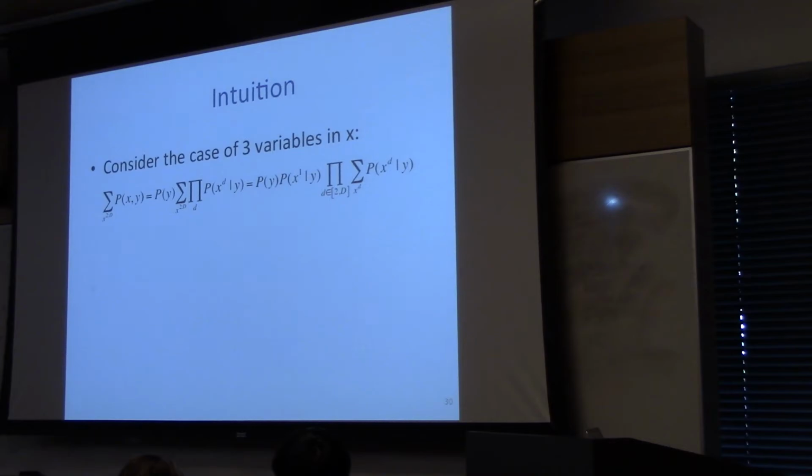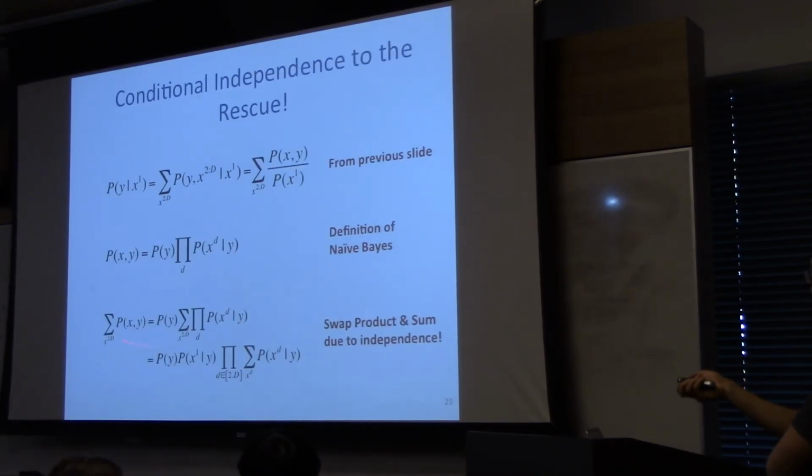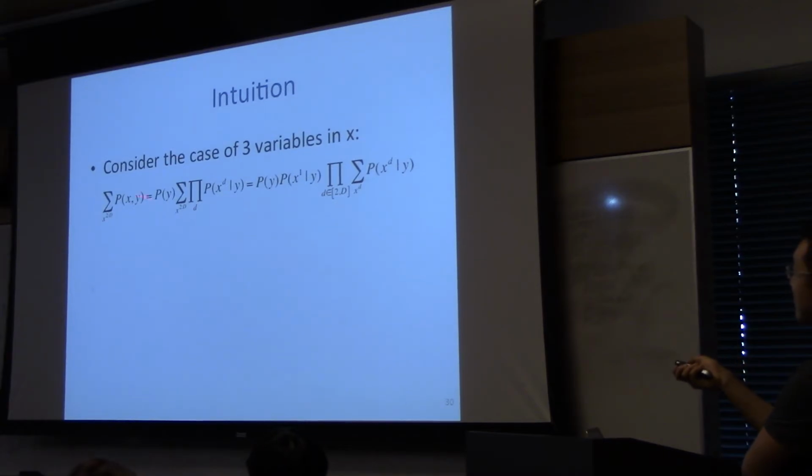So let's consider the case of 3 variables. I just wrote this out in 3 variables. This is the joint distribution, summed over the second and third variables, using the definition of naive Bayes. I'm going to show you that it equals this.